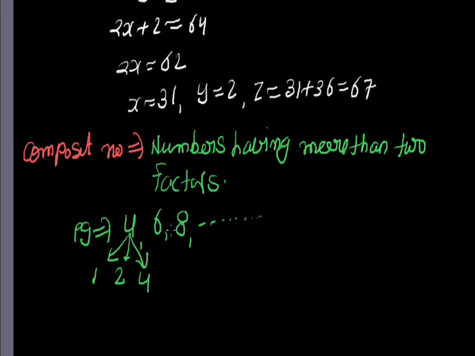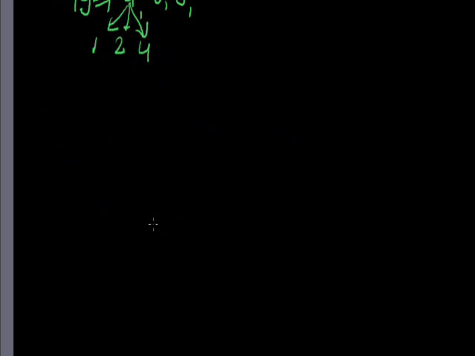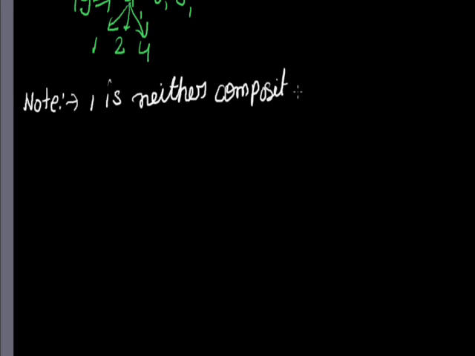Here we put a very important note: 1 is neither composite nor prime. 1 is the number which is neither composite nor prime. Then we come to our next classification, that is co-prime numbers. So next we can write co-prime numbers.